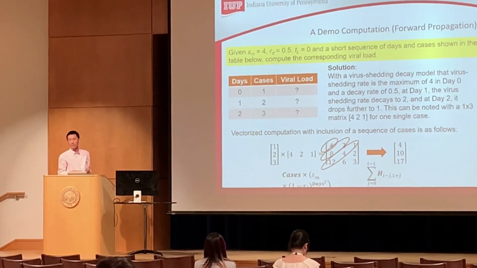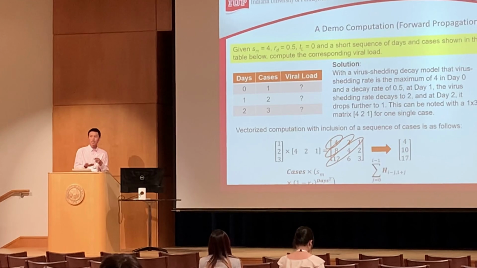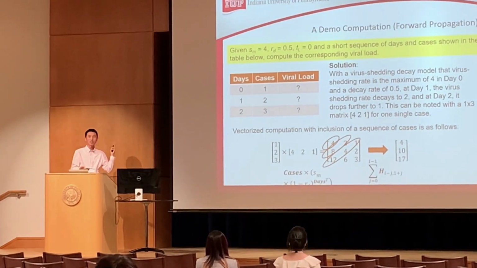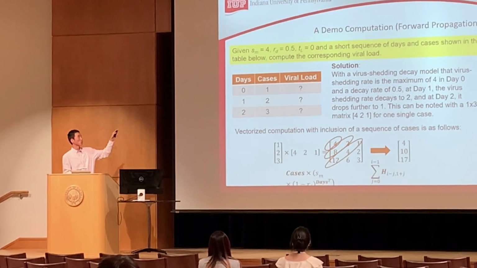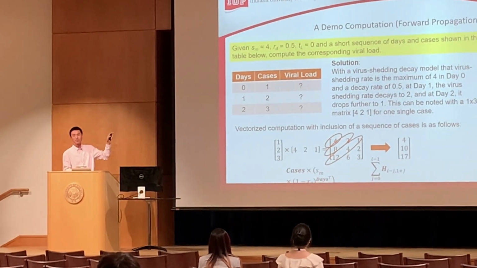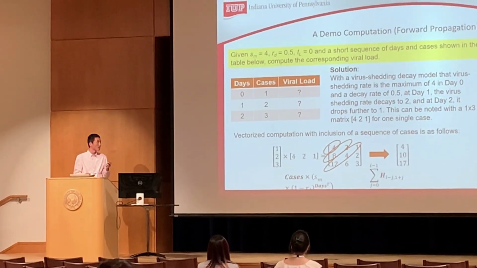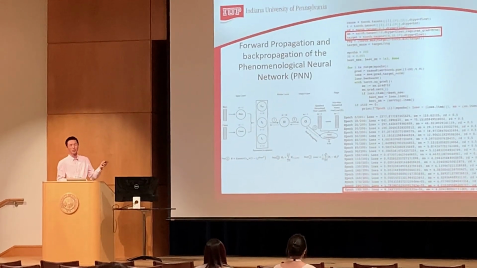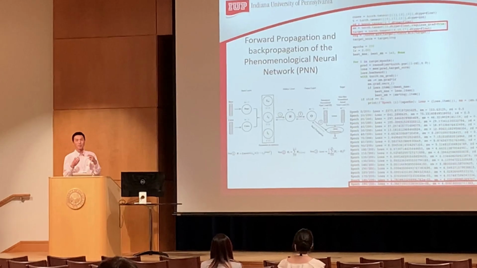Now, in real practice, this will be the reverse process, because we're actually given the viral load from our CDC data, and we're trying to get to those three parameters, SM, RD, and TL. Okay? So to do that, we need to look at our phenomenological neural network, which is our new custom model that we made.